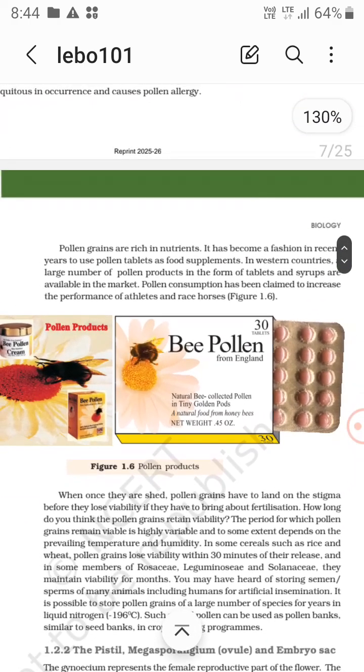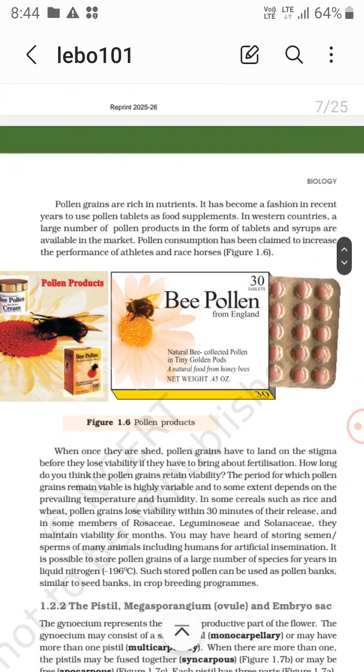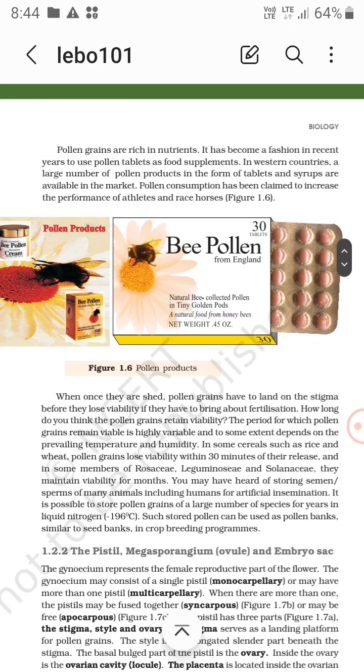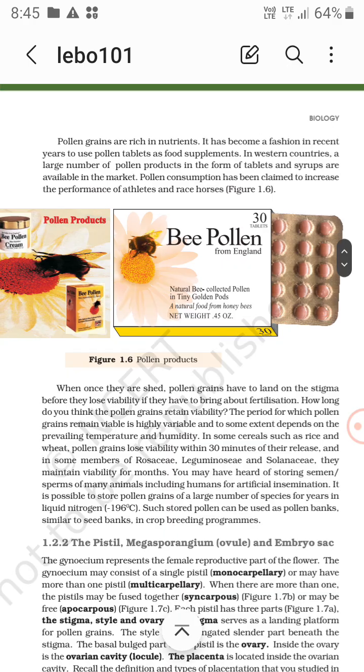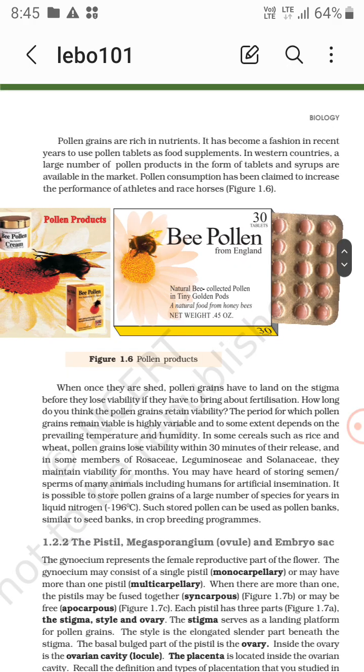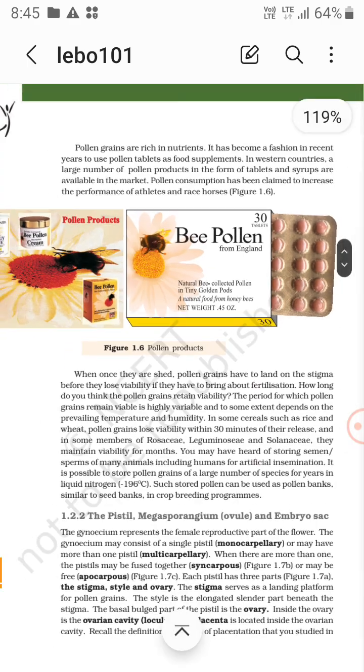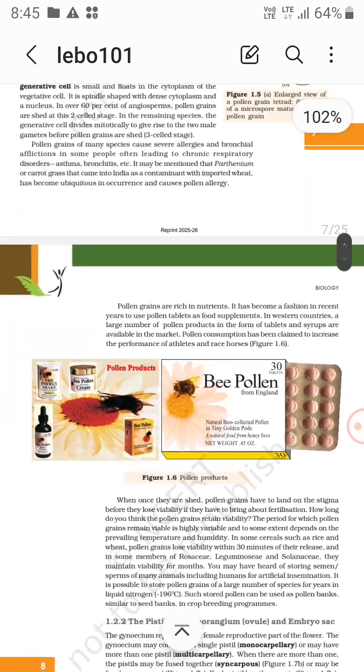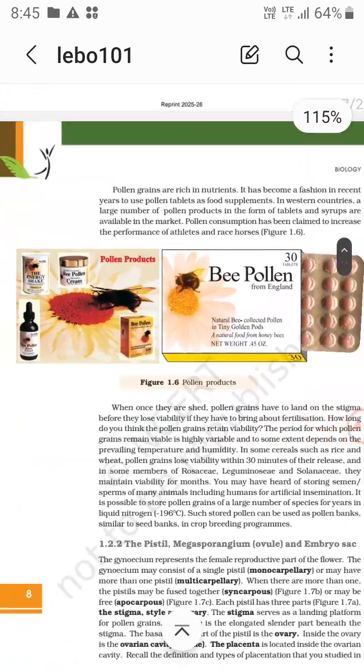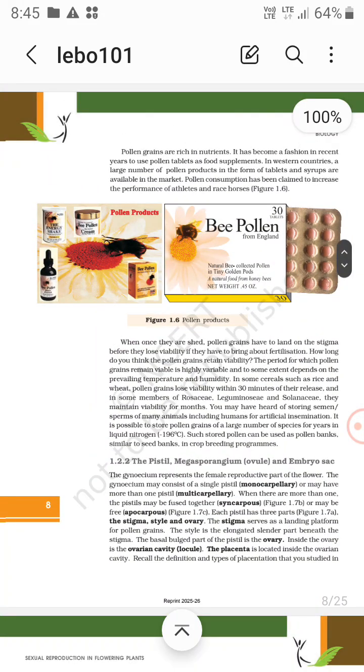Pollen grains are rich in nutrients, so pollen tablets are used as food supplements. In Western countries, a large number of pollen products in the form of tablets and syrups are available in the market. Pollen consumption has been claimed to increase the performance of athletes and race horses. As you can see, these pollen products act as food supplements.